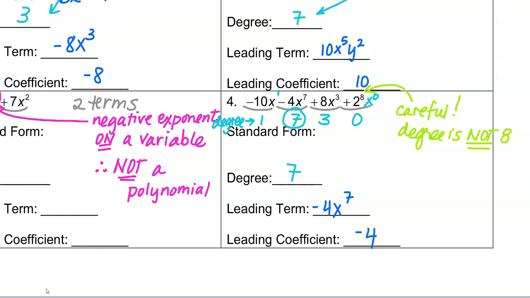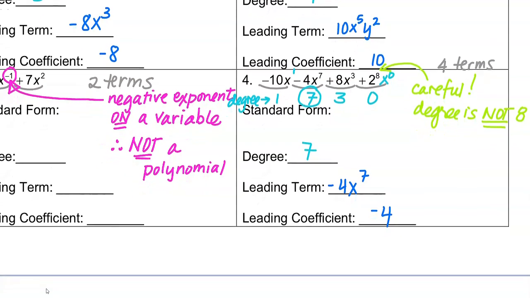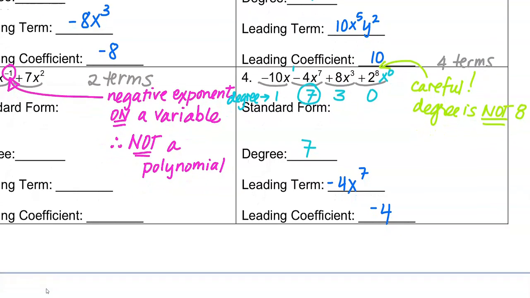By the way, we already said it had 4 terms, so I'll just write here 4 terms. If we write it in standard form, highest power is to the 7th. I would start with that, so it'd be negative 4x to the 7th. What's the next highest power? Good, it's to the third power, which is the 8x to the third. The next highest power, that minus 10x, right, the x to the first. And then the last is the 2 to the 8. Okay, are we good with vocabulary?